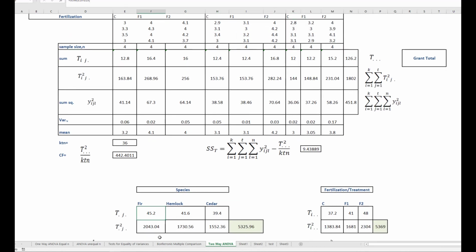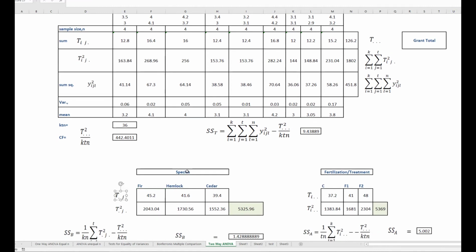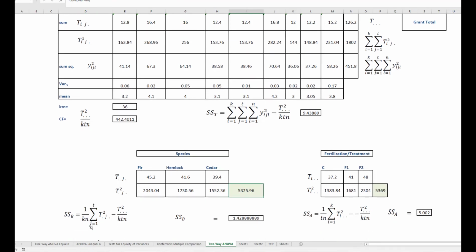That's what I did. And since this is the species, that means J is fixed, and then everything else is changing. That's why I say this is T dot J dot. You can give any other symbol. And then I squared each of those, and then sum them. That's what we need in the species sum of square. So that means square them and then sum them.